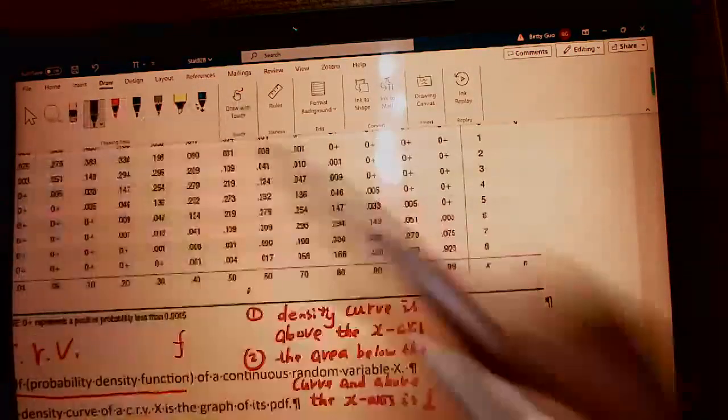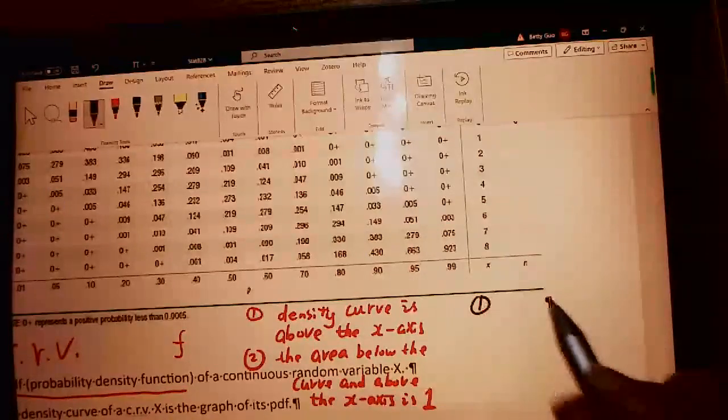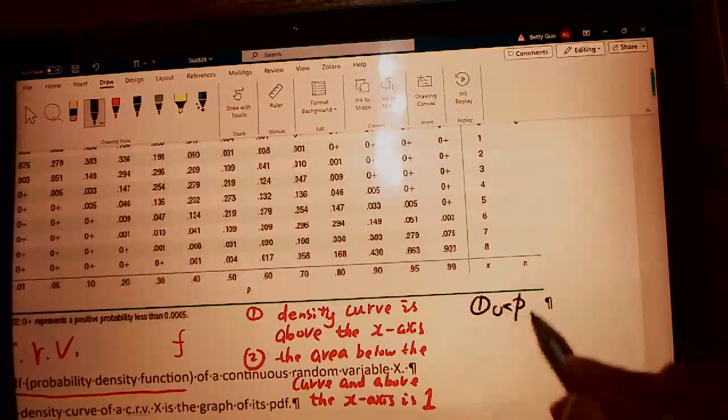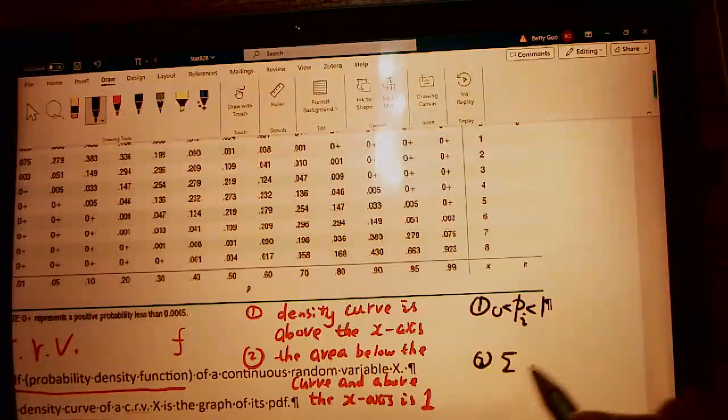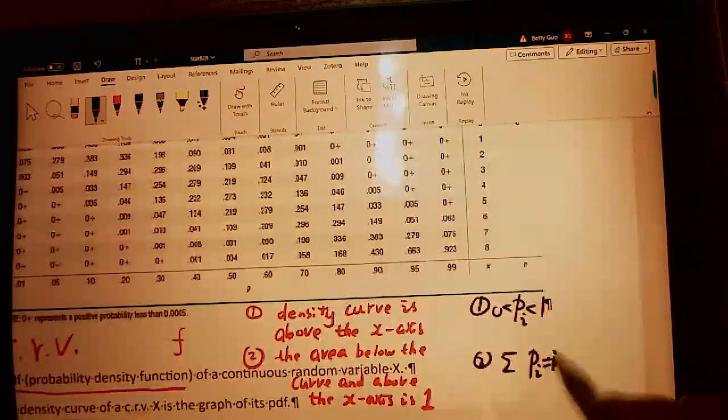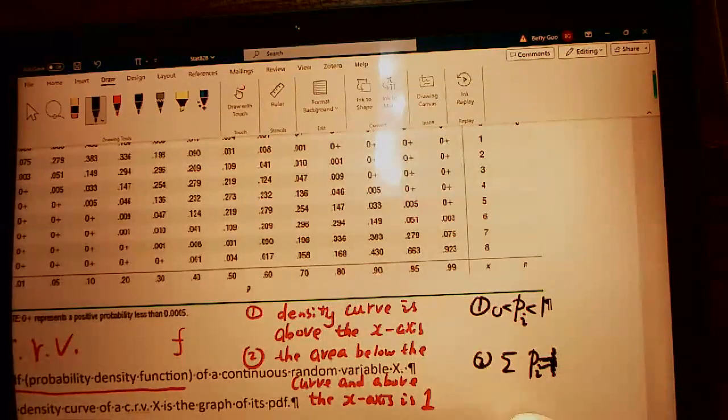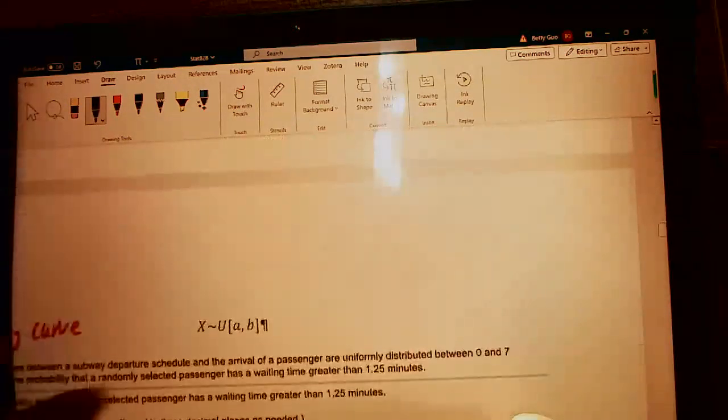If we remember the distribution table, all the probabilities have to be bigger than 0 and less than 1, right? And the second condition is all the probabilities add up to 1. Actually, the two conditions for a density curve match the two conditions for a distribution table. The second condition is that the area of the region below the curve and above the x-axis is 1. Okay, let me explain. Uniform.